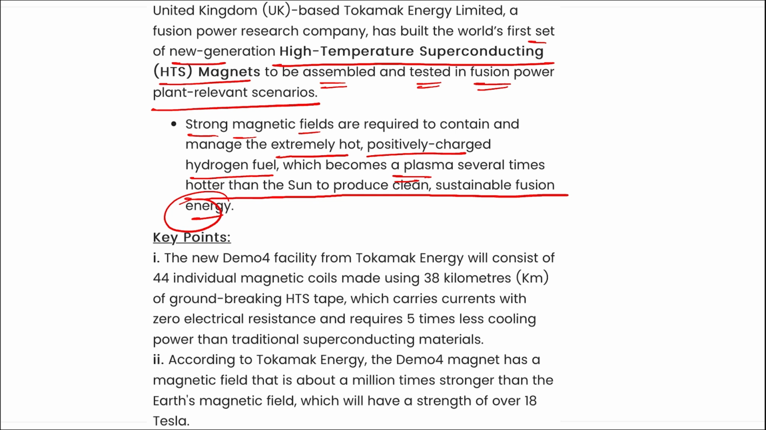Alright, so remember it is your Tokamak Energy that has built the world's first super magnets for fusion power plant testing, and this Tokamak Energy is a UK based company. If we talk about Tokamak Energy Limited, who is the chairman here? Dr. Chris Martin. Headquarter is in UK and it was established in 2009.